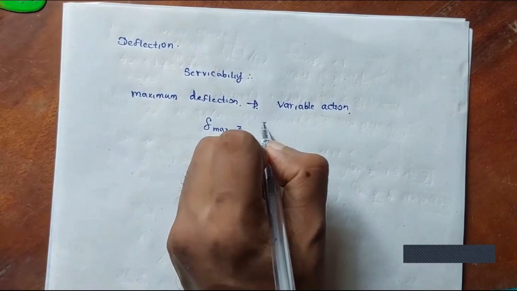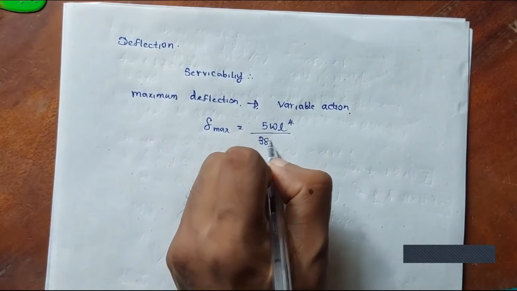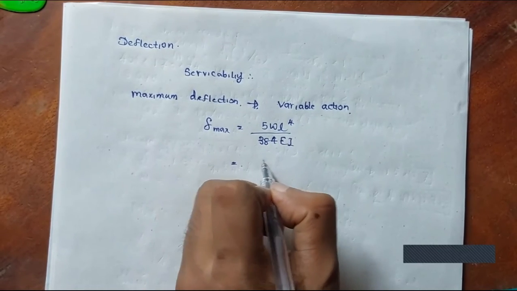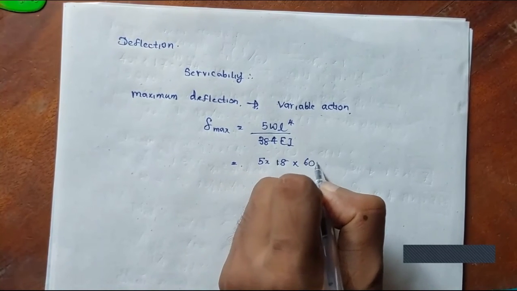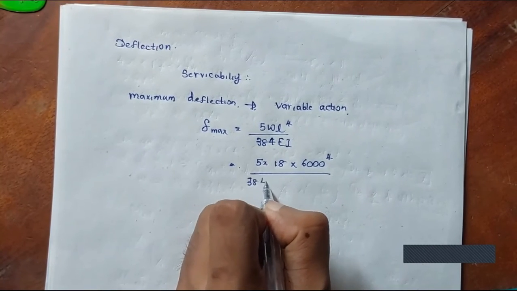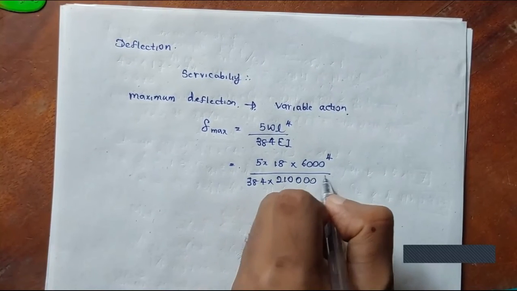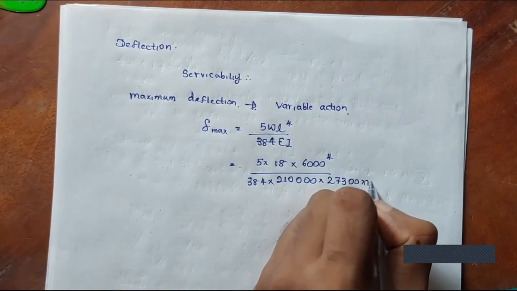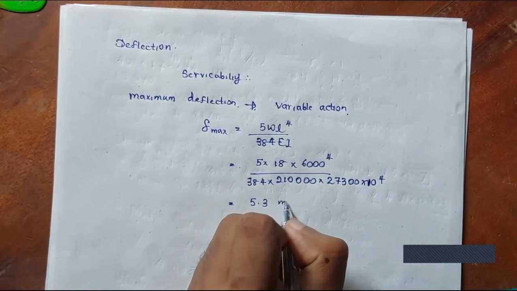So you know for a beam with UDL, this is why you were taught structural analysis, 5wL^4 over 384 EI is the deflection, right? So that's going to be 5. So the variable load is unfactored 18. The length is 6000 millimeters. For steel the E value is 210 to the power 3, and the I value 10 to the power 4. So this is going to be 5.3 millimeters.